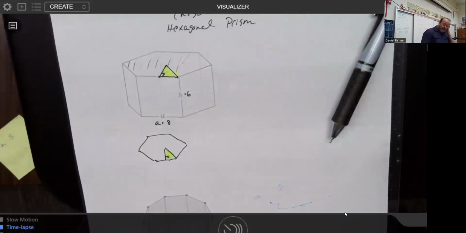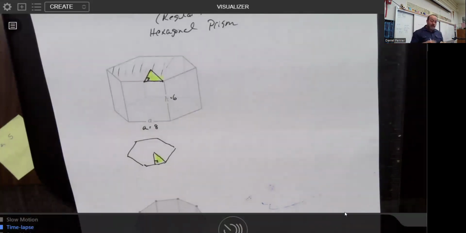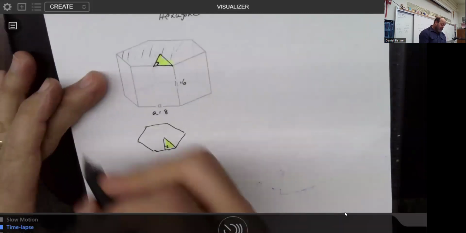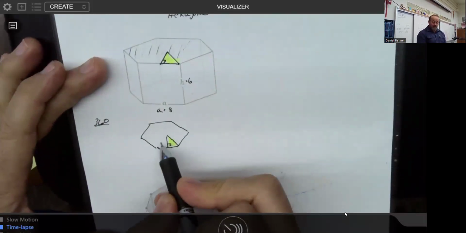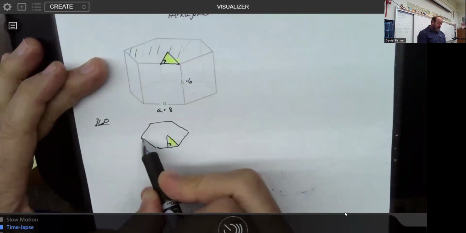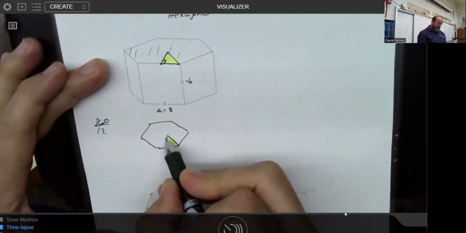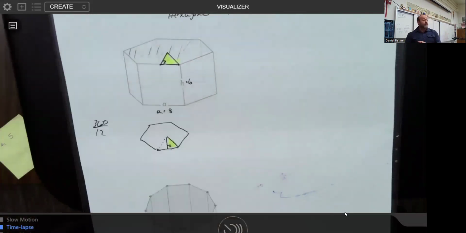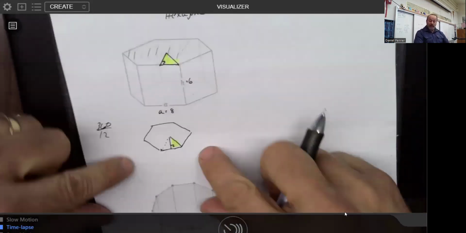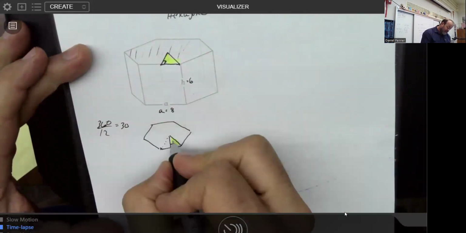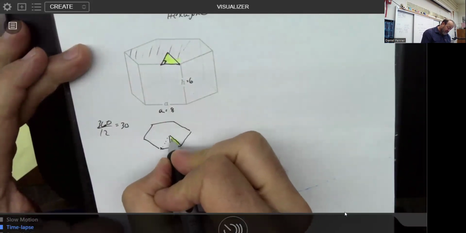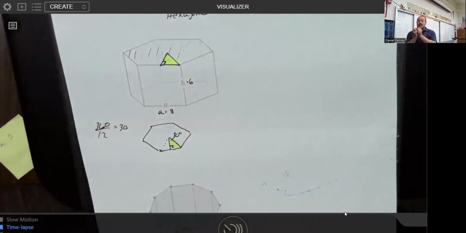Now, what I know is since it's a hexagon, if we took 360 and instead of dividing by 6, because it has 6 sides, I'm going to divide it by 12, because keep in mind this triangle really was not a triangle in which I did the whole thing. I did half of it. So 360 divided by 12 is 30 degrees. Now, the reason I wanted to highlight this particular story is that means this is a 30, 60, 90 triangle.